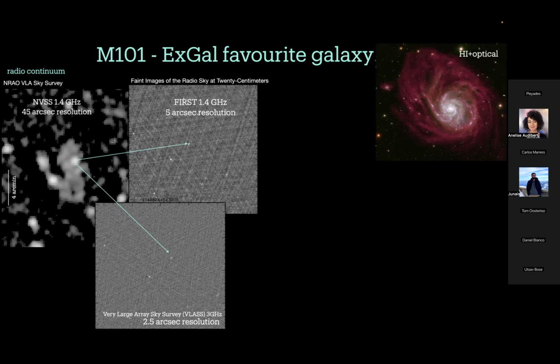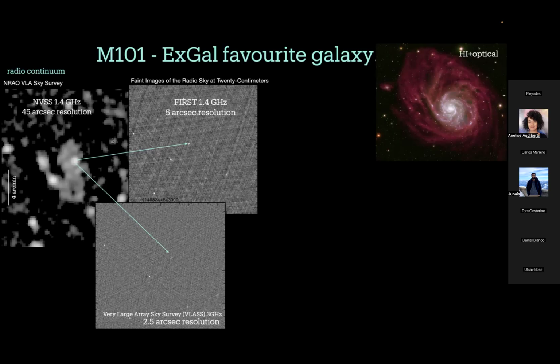So more similar maybe to your optical image. And this is what you see. Almost nothing, but you see the center of your object. So if you are interested in what is happening there, or in some object close, that's your survey. This is the VLASS, the Very Large Array Sky Survey, also with the VLA, but at 3 gigahertz and 2.5 arcsecond resolution. So this is what you see.